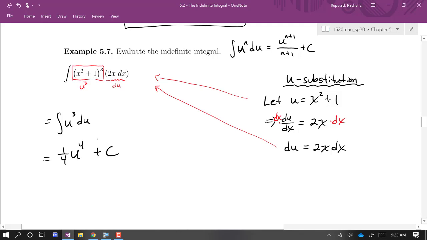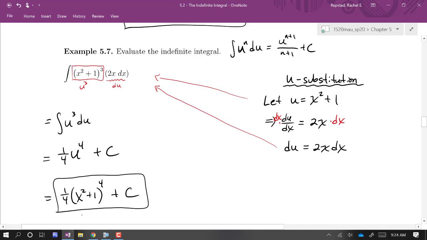I'm doing the integral in u's because that's easy. Then I'm going to use this work I did over here on the right. I'm going to use it one more time, and I'm going to substitute the expression for u back in. So u is x squared plus 1. This is to the 4th power plus a constant.